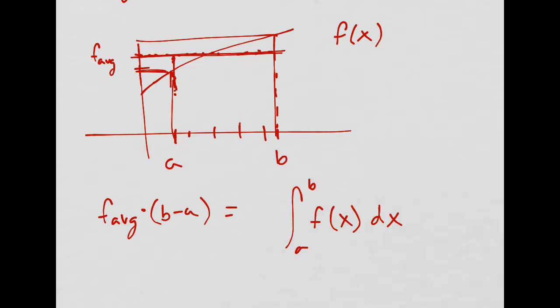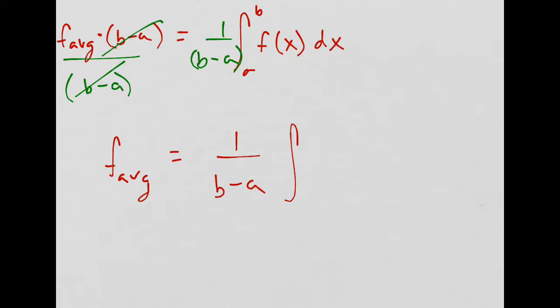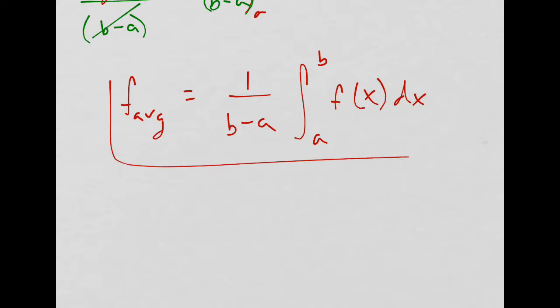If I wanted just the average value, I would divide both sides by b minus a. So this would be 1 over b minus a, and then I would get the average value of the function, not just the average area. So f average, the average value of a function, would be 1 over b minus a times the integral. This is the formula that you have to know. Sorry if that was confusing. It was kind of weird. I don't know why I did that. But this is the formula that we're using.